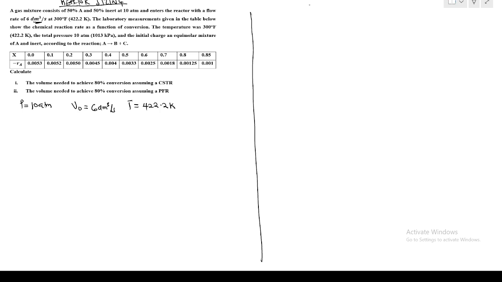of A and B, sorry, of A and inert, according to the reaction A going into B. Now, because it is an equimolar mixture, the initial mole ratio of A entering the reactor was 0.5, and that of the inert also 0.5. And then we are given the conversion and the rate. They're asking us to find the volume needed to achieve 80% conversion, assuming a continuous stirred-tank reactor.